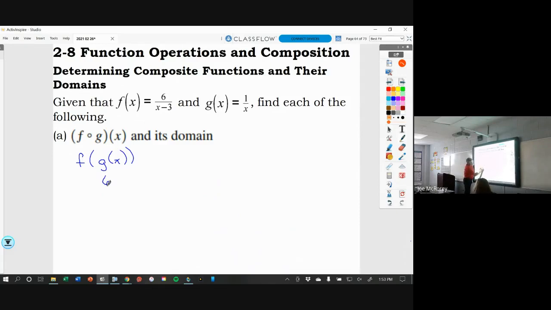So I have 6 over x. That x needs to be replaced with the g function. So instead of x, it's going to be 1 over x minus 3. Don't ever give me an answer that has a fraction inside of a fraction. We have to simplify this.